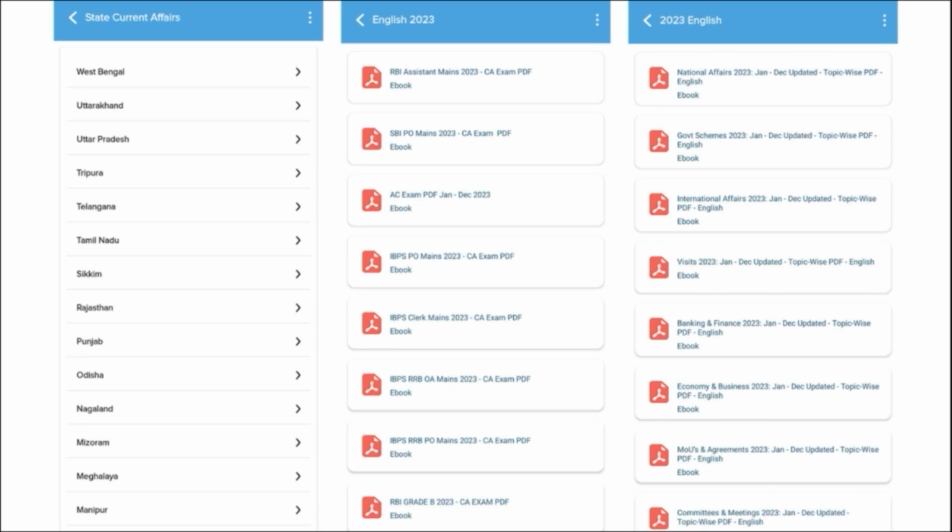Then for the students who are preparing for state exams, this will also be beneficial, as we provide state-wise current affairs for them. Apart from this, we also cover topic-wise current affairs such as national affairs, government schemes, international affairs, banking and finance, economy and businesses, as these are the topics from which the examiner definitely asks questions, and these are covered on a monthly basis.